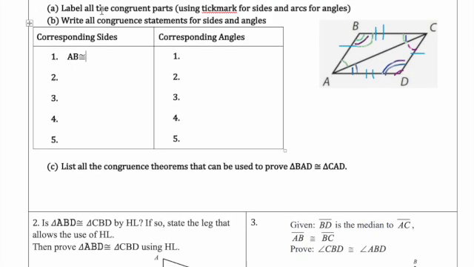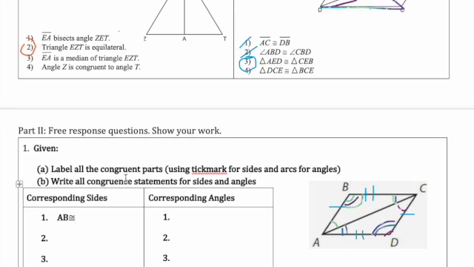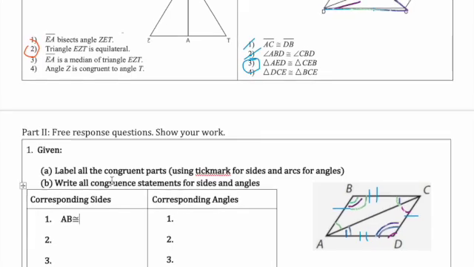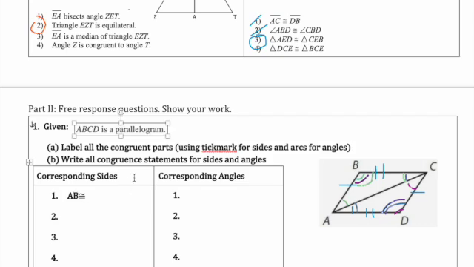AB is congruent to, they gave me this already, so. Oh, these are corresponding sides. These are angles. Write all the congruent statements for sides and angles, while corresponding sides are what are congruent. So, AB congruent to CD. And AD is congruent to CB. And AC is congruent to AC.